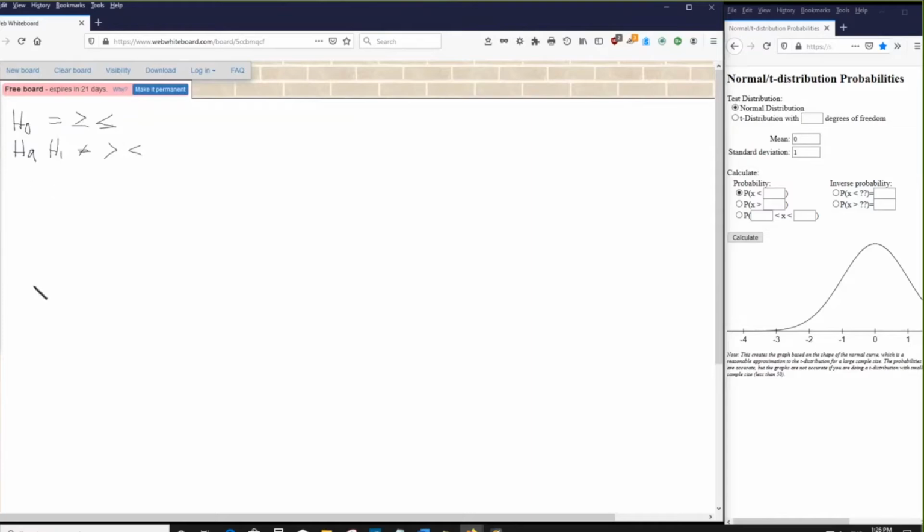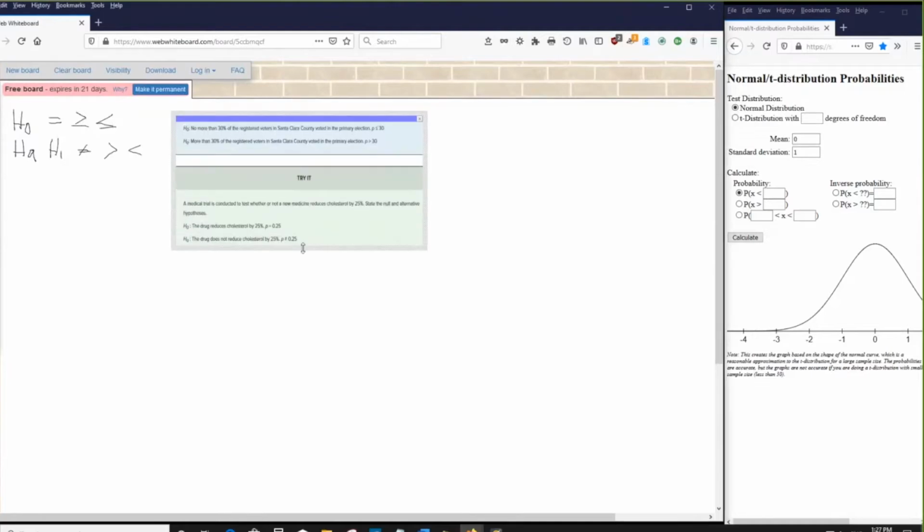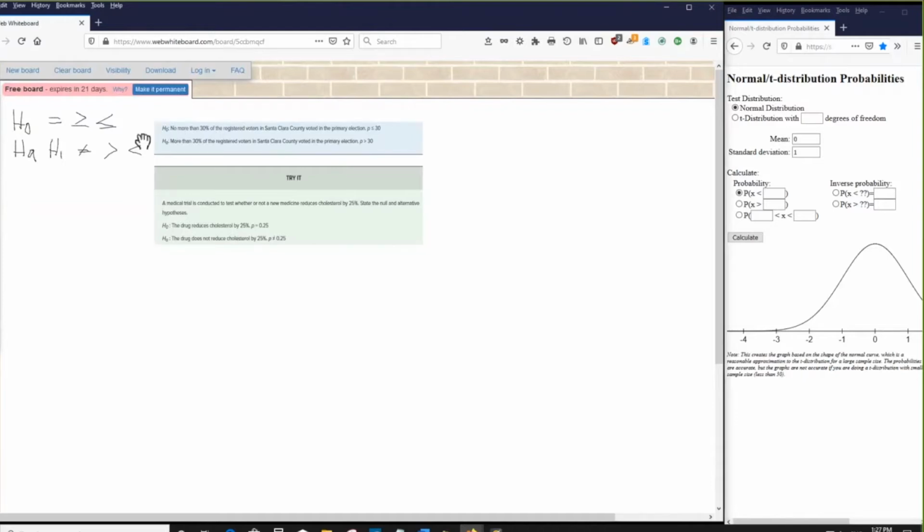So let's take a look at what some of these might look like. Okay, here are some examples. The first one, for our null hypothesis, we'd say no more than 30% of the registered voters in Santa Clara County voted in the primary election. So we would write that P is less than or equal to 30. The alternative would be more than 30% of the registered voters in Santa Clara County voted in the primary election. So we would say that as P is greater than 30.